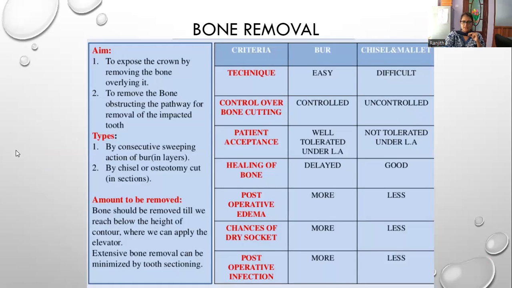Bone removal can be done using either a burr or a chisel and mallet. The burr technique is considered easier, whereas the chisel and mallet is more difficult. With the burr technique, you have more controlled forces that you can give, whereas with a chisel and mallet, you need patient acceptance for its tolerance. When it comes to healing, with the burr technique there is delayed bone healing, whereas using a chisel and mallet, the healing is usually good, and post-operative edema and dry socket chances are very low compared with the burr technique.